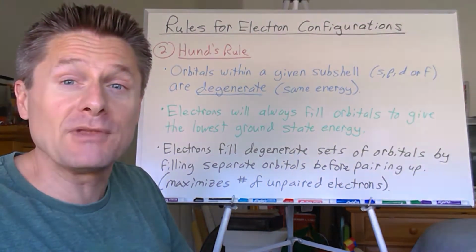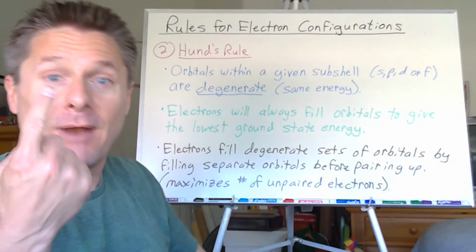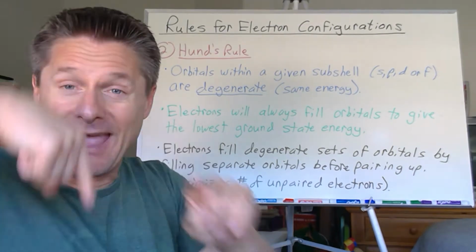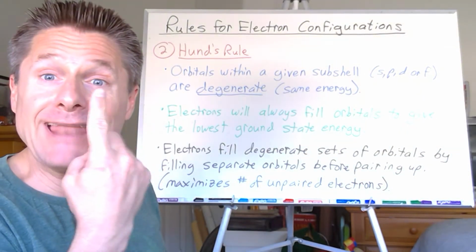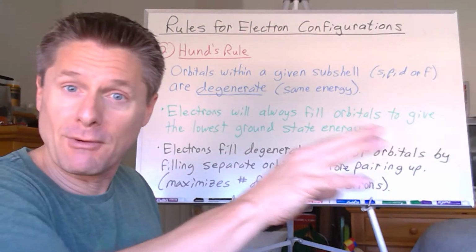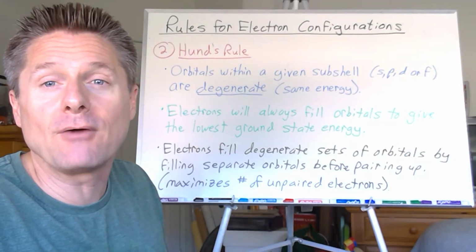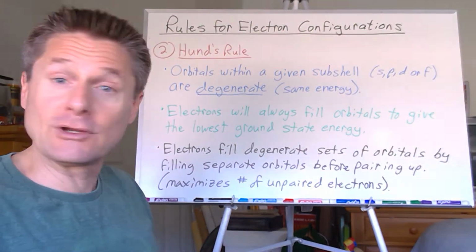And remember what happens when you have an unpaired electron, right? If they're paired up, the magnetic spins cancel. If it's unpaired, that creates a magnetic field which interacts with an external magnetic field we'll talk about later. Let's look at the last rule.